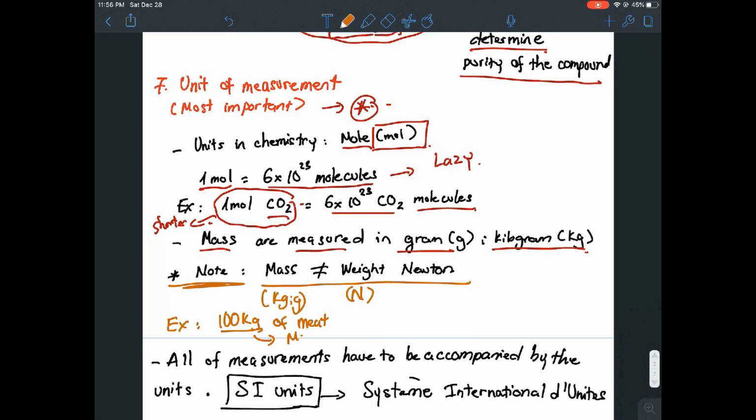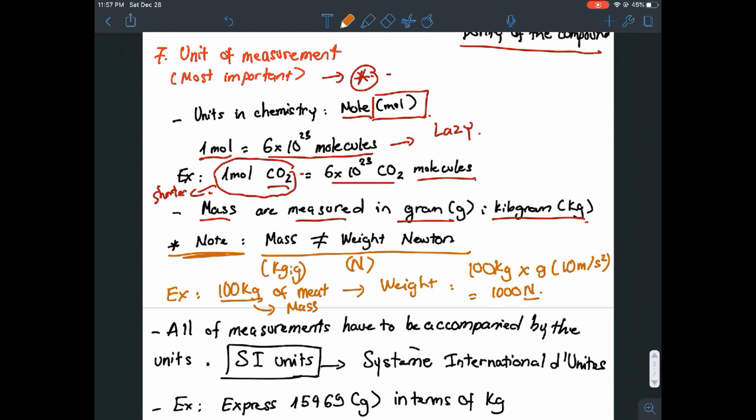100 kilogram is the mass, but to convert it into the weight, you're going to take the 100 kilogram times the g, usually 10 meter per second square, which is going to equal 1000 Newton. The unit is the Newton, which is far different from the mass, whose units are kilogram and gram.